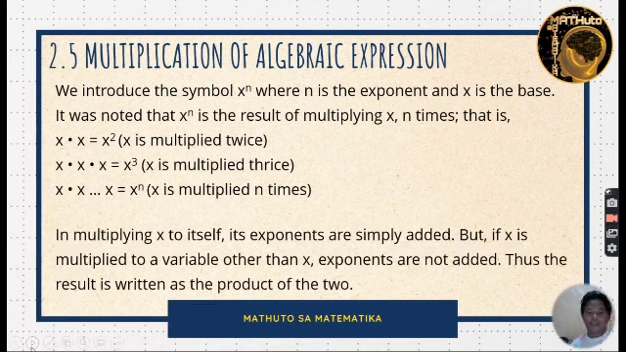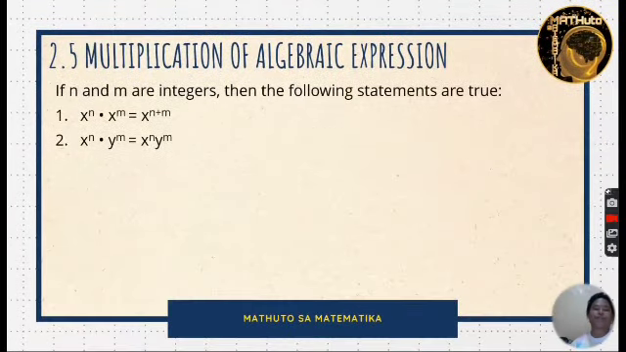In multiplying x to itself, its exponents are simply added. So, i-add po natin yung exponent. But if x is multiplied to a variable other than x, exponents are not added. Thus, the result is written as the product of the 2 po. Kung magkaiba po yung variables po. Ito po yung ating rule.